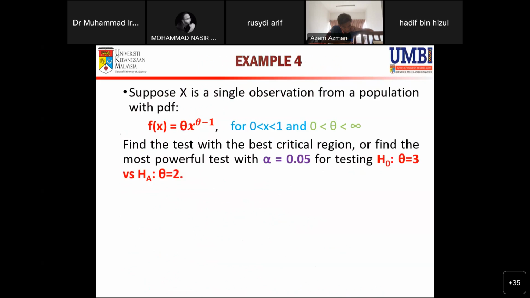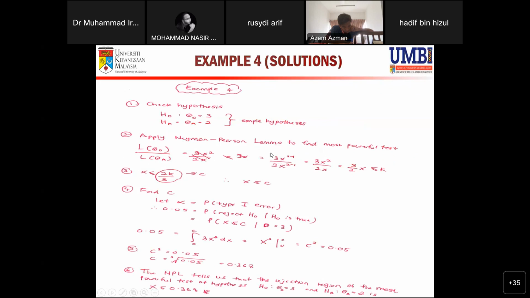So you plug the information into the PDF, the density distribution, and then you obtain this ratio of the likelihood under the null hypothesis to that under the alternative hypothesis. Why does it become like this? Just because you only have one observation. You don't have 2 or 3 observations, and that's the reason there's no big pi symbol there. So 3x squared divided by 2x gives 3x over 2, less than or equal to k. Then you move all the numbers to the other side, and it is equivalent to x less than or equal to 2k divided by 3.